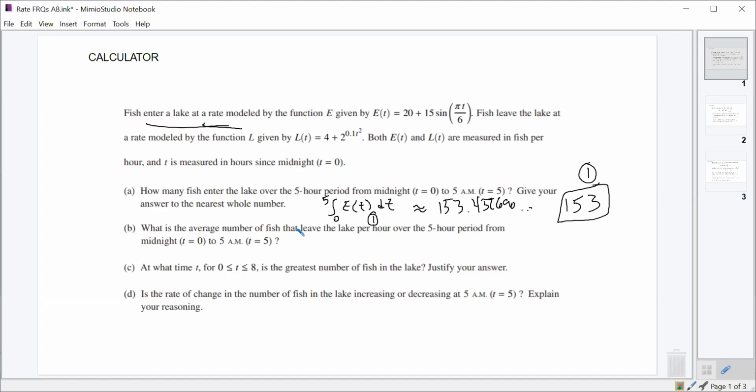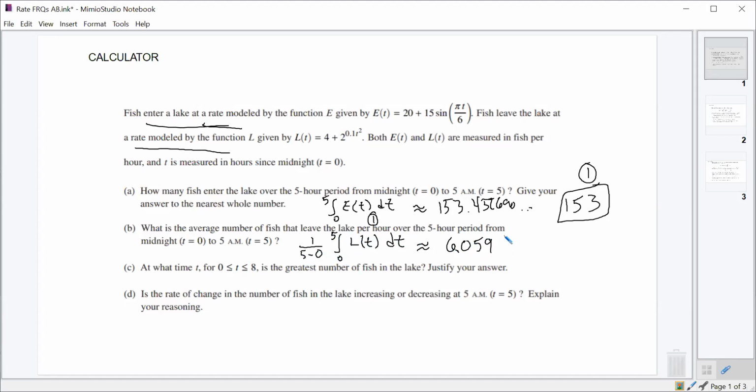Part B says, what is the average number of fish that leave the lake per hour over the 5-hour time period from 0 to 5? So the fish are leaving the lake. The rate at which they leave is L of t. We want the average number, so that's the mean value theorem for integrals. 1 over 5 minus 0 times the integral from 0 to 5 of L of t dt. And so you just set up your integral with your 1/5 out in front, and you get an answer of 6.059.